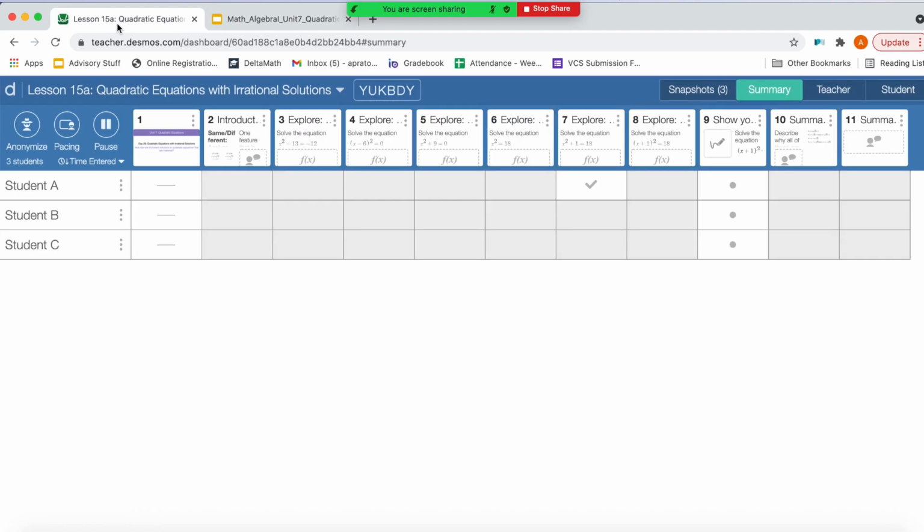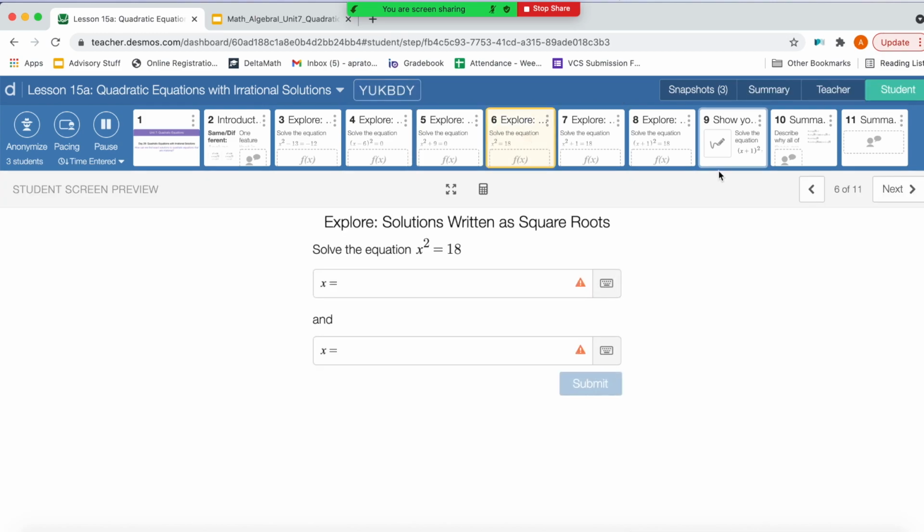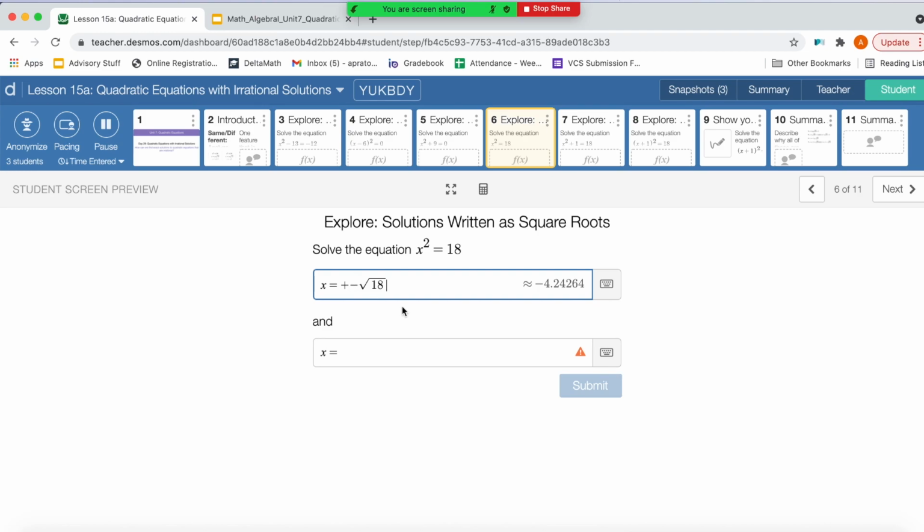Now, just to point out on Desmos, it doesn't have a way for students to easily write positive, negative. So if you look here, when they're solving an equation like this, they can write it in both ways, x equals the square root of 18 and negative square root of 18, or you can even just instruct them that they can write it like this, if they would like, plus or minus square root of 18. Because Desmos doesn't show us doing it as the one symbol, unfortunately. I can't seem to figure out how to do that.